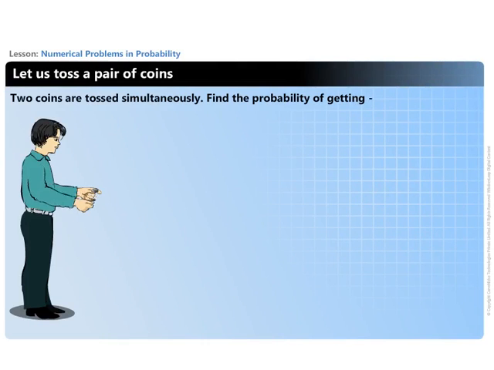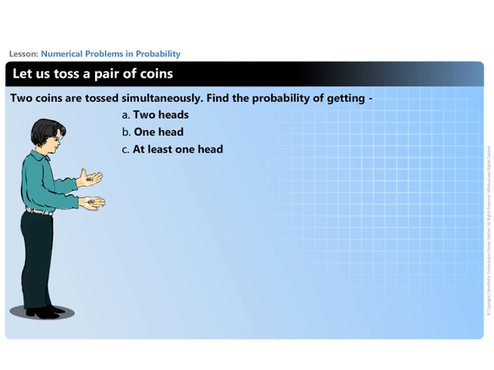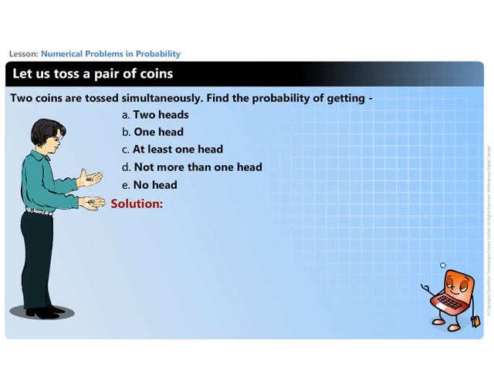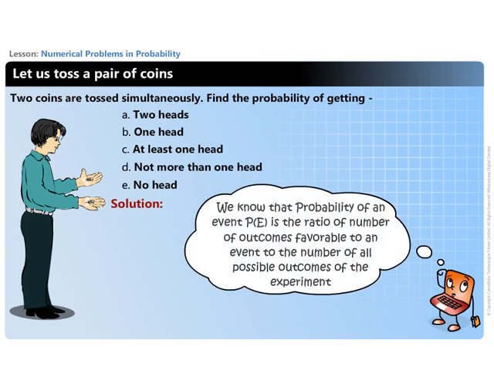2 coins are tossed simultaneously. Find the probability of getting A. 2 heads, B. 1 head, C. At least 1 head, D. Not more than 1 head, and E. No head. We know that probability of an event P(E) is the ratio of the number of outcomes favorable to an event to the number of all possible outcomes of the experiment.